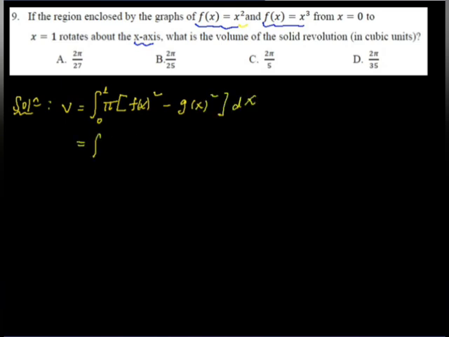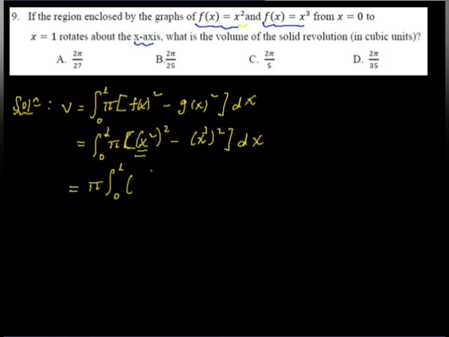So we can directly substitute the functions. Pi times, f of x means x squared, then we take the squared values, minus g of x is x cubed, and we square it. Then we take the integral from 0 to 1. Here we can take the constant pi out. The square of x squared is x to the power of 4, and the square of x cubed is x to the power of 6, dx.